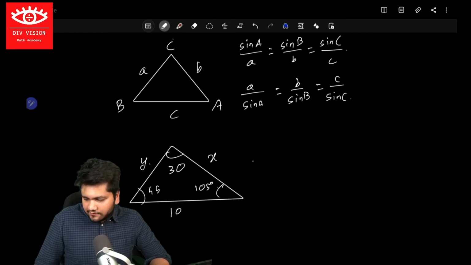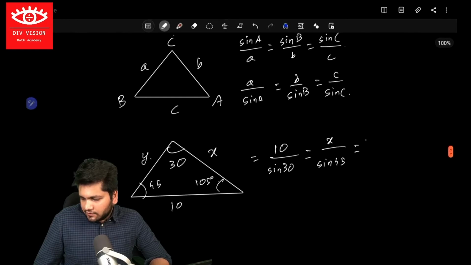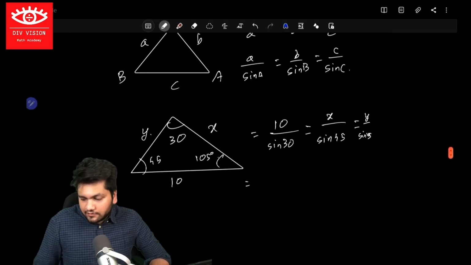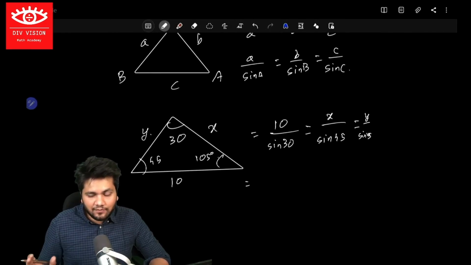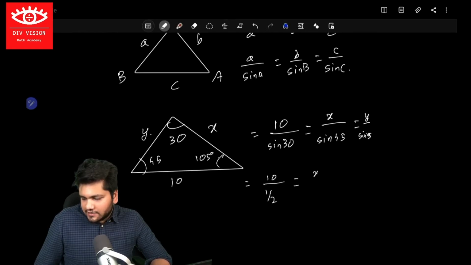So now what we will get the ratio of this side, that is 10 upon sine of 30 is equal to side upon that angle, which is equal to x upon sine of 45, which is equal to y upon sine 105. Now see, you can also use this logic for your sine positive thing. Let me solve this thing first. So this is 10 by sine 30 is nothing but 1 by 2. I can write this thing. This is x upon 1 by root 2. And this is y upon sine of 105. So you can put it in the calculator.